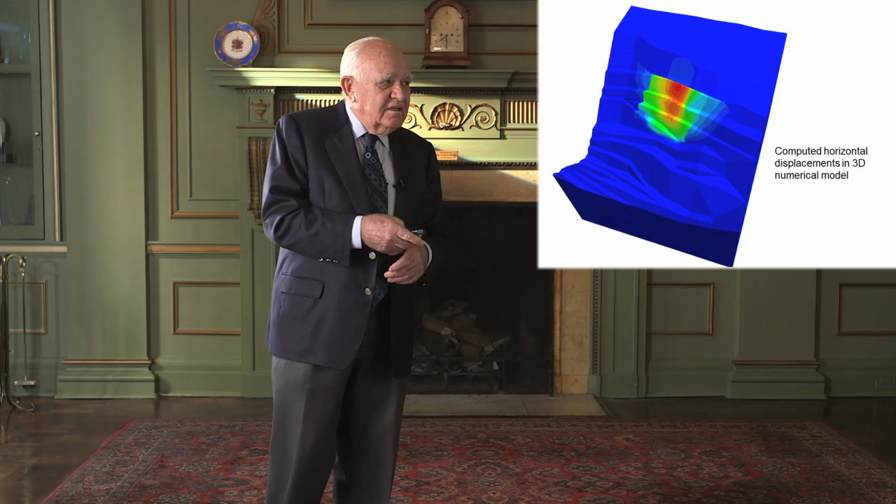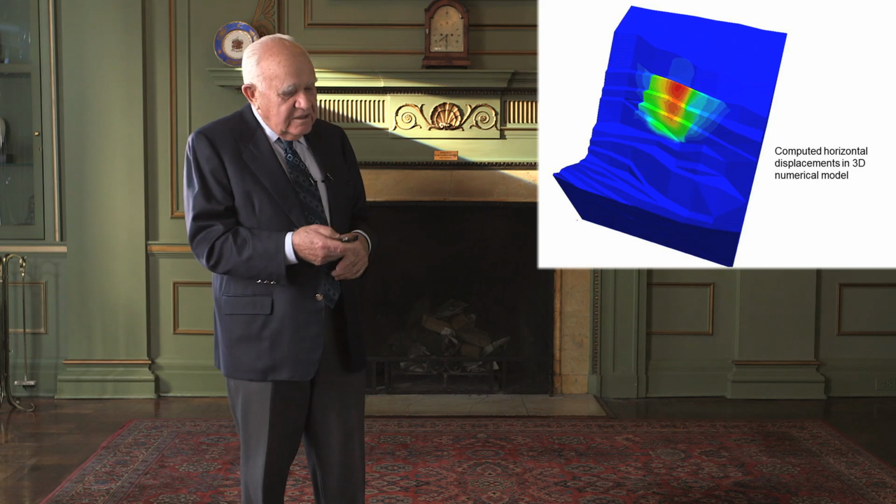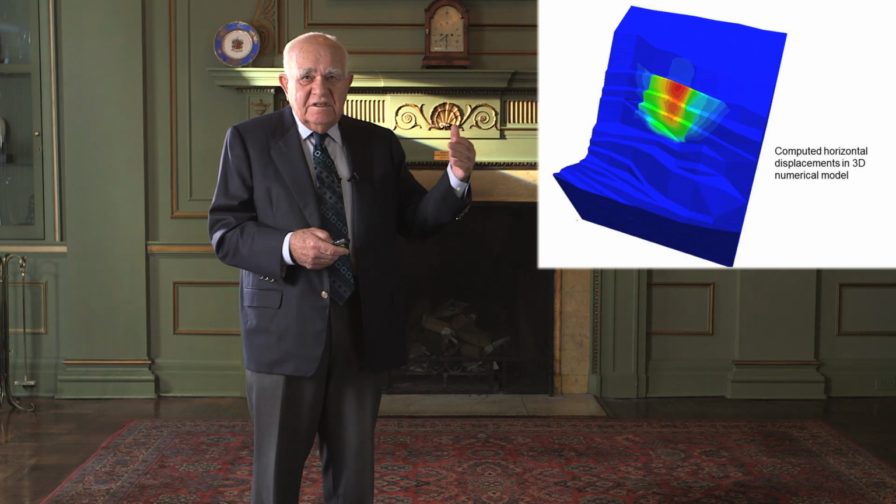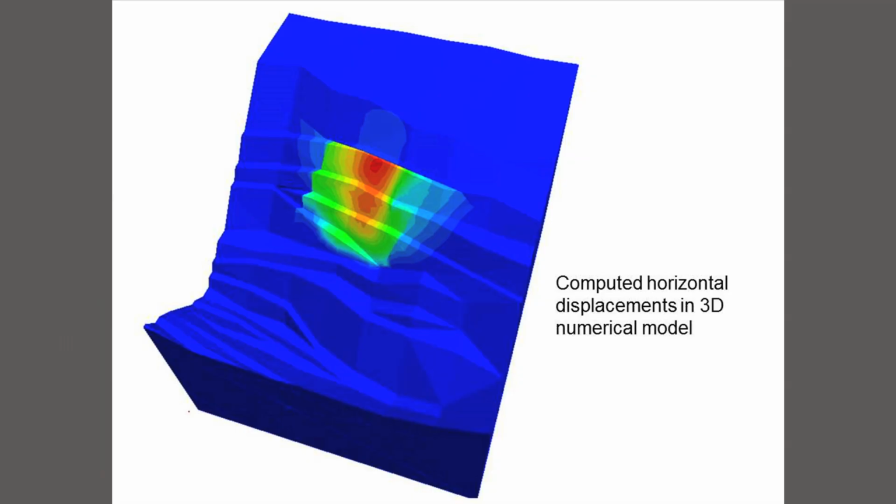And that model, which is a very complicated one to construct and to run, produces then the behavior of the rock mass. And what is illustrated here in the colored contours are the horizontal displacements in that part of the slope.